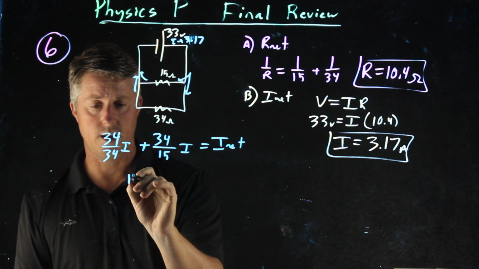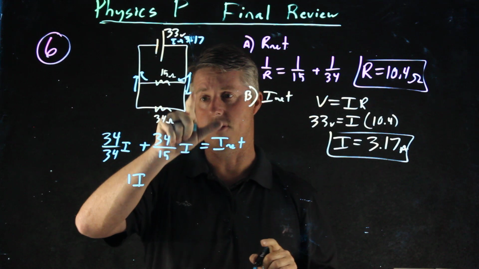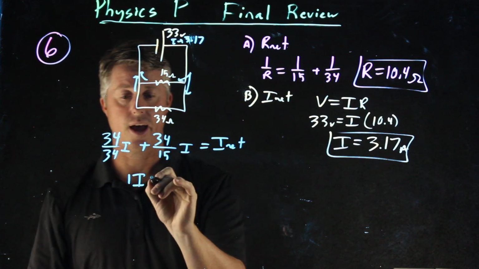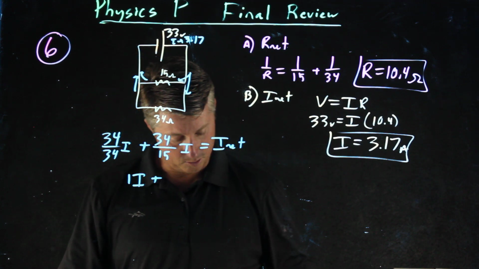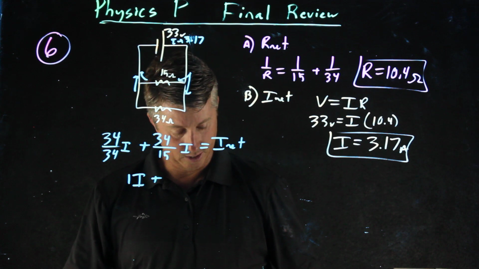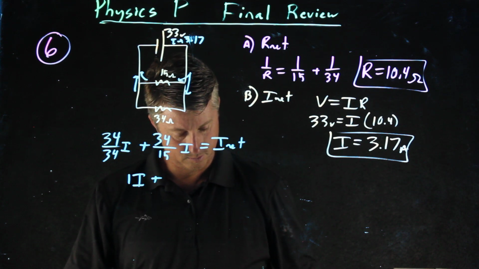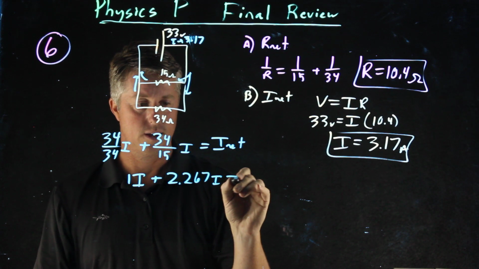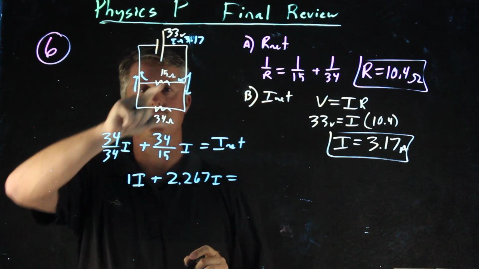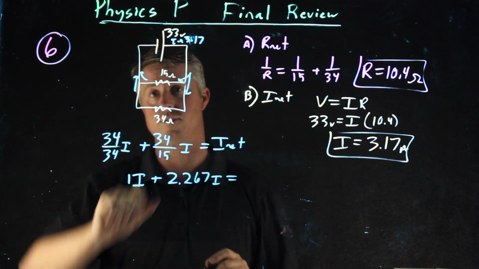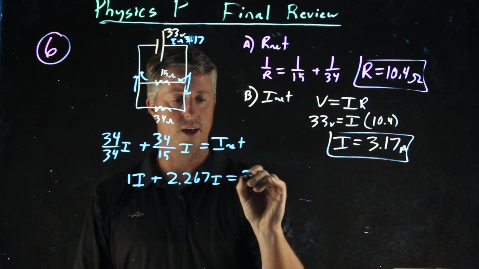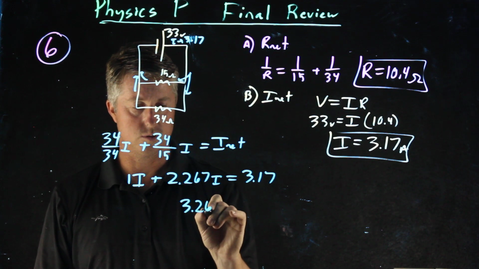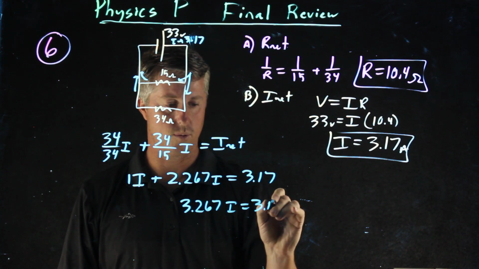Solving this, 1I. So what does that mean? That means for every 1 unit of current or amp that goes this way, I'm going to have some number go this way, and that would be 34 divided by 15, which is 2.267 I. So for every 1 that goes here, 2.267 goes on this 15 ohm resistor pathway. The total I net was 3.17. So we add these together, 3.267 times I equals 3.17.